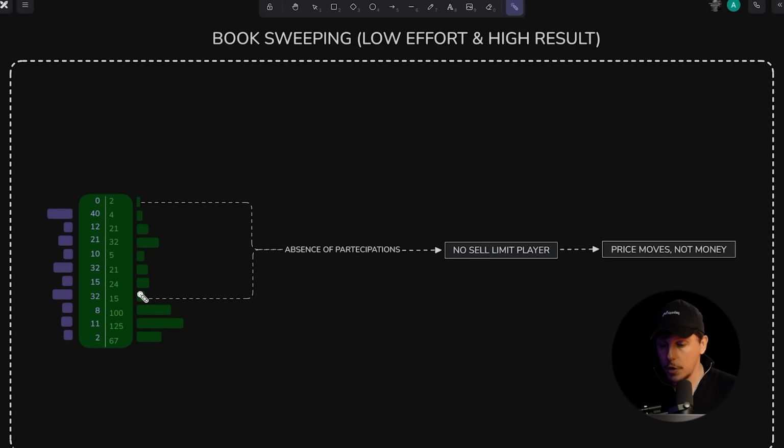There are, but they are few, and the price moves, but not the money. So in this case, we saw an example where the effort is low and the result is high, because in this area that I'm lining up for you, there were no sell limit players. So a small aggression from the buyers swept multiple levels of the book.